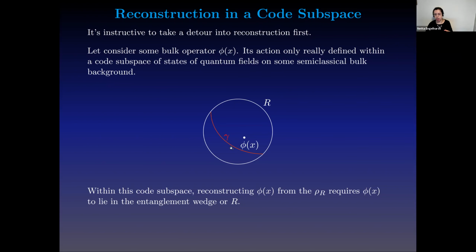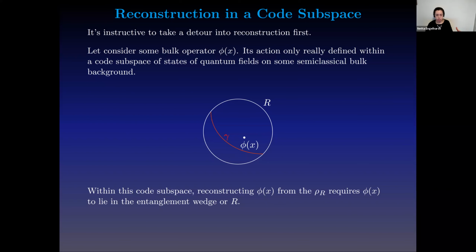So if we want to talk about this bulk operator that we turn on here, we need to be talking about a very special class of states where we have this fixed geometry, and there's some quantum fields propagating on it that don't backreact too much, that don't cause a large black hole to form, where we can talk about this operator, that the action of this operator is only defined within some code subspace.